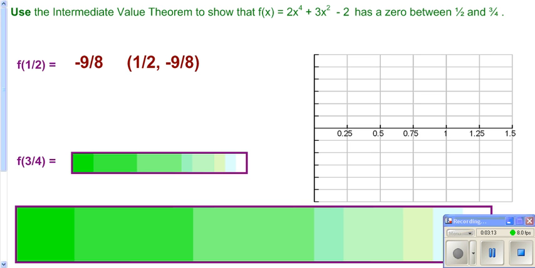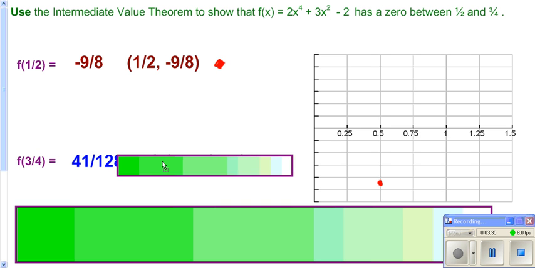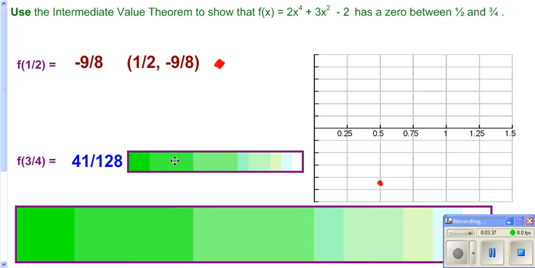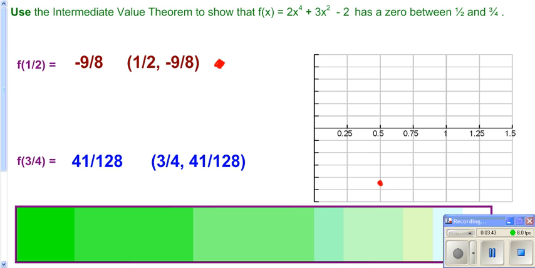So that means you have a point that's a 1/2 unit over and 9/8 down. Then we have f of 3/4. When you plug 3/4 into your function, you're at 41/28. Now, 41/28, that's going to be positive and above. So at 3/4 here, we're above.